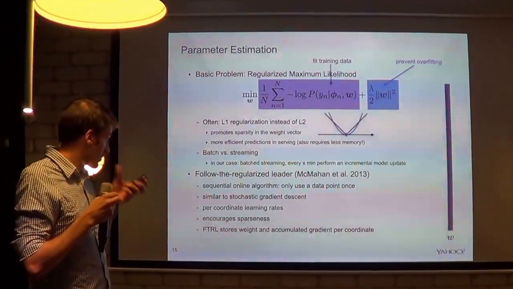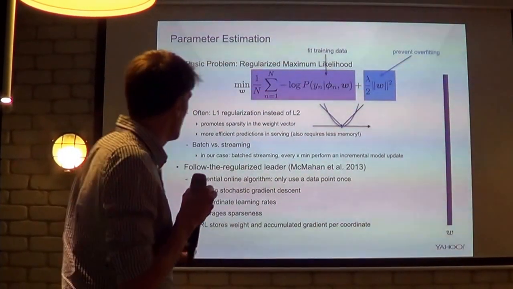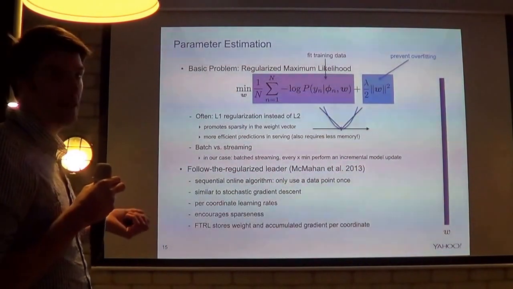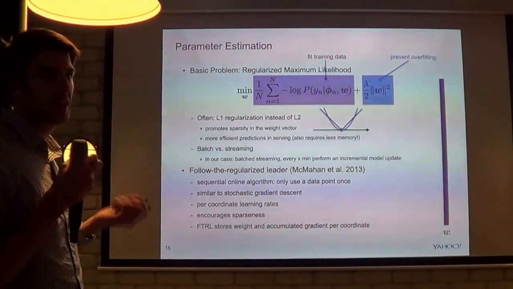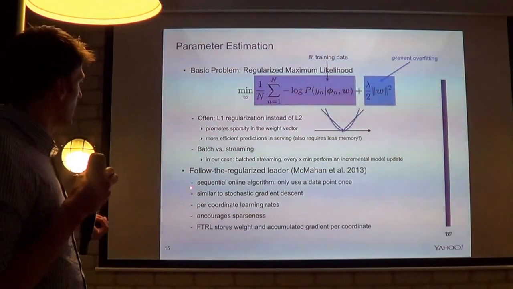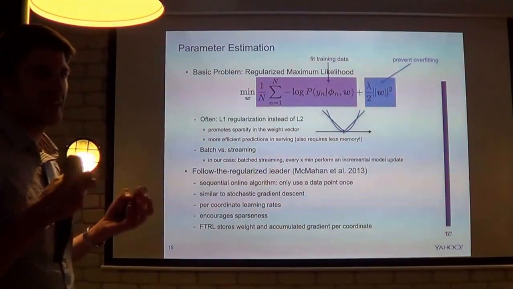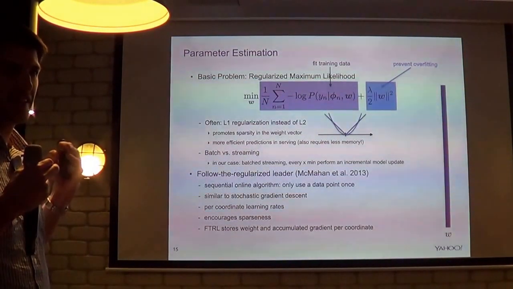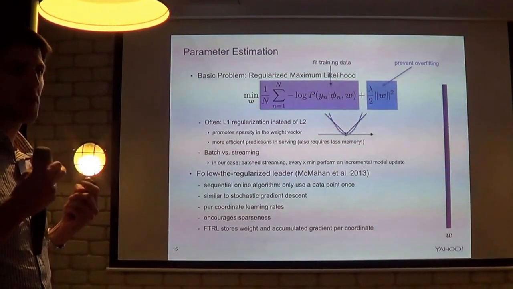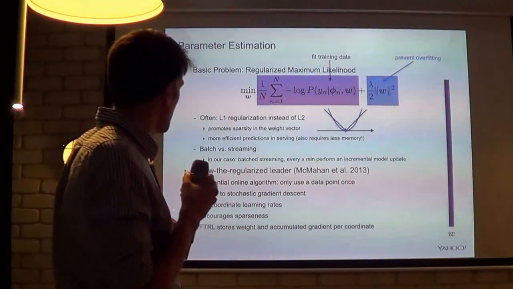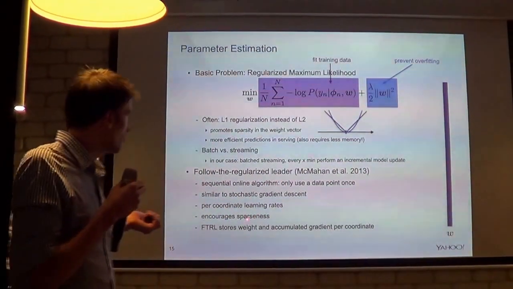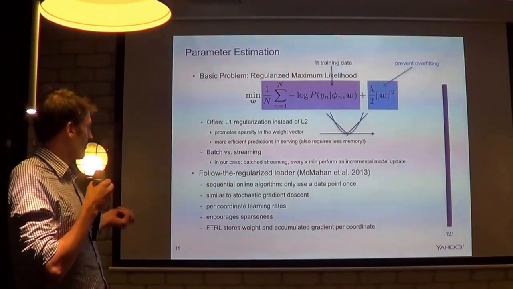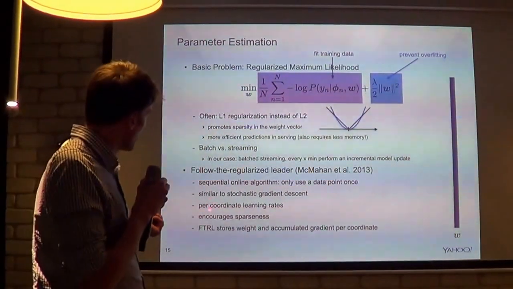What this Google paper, for example, proposes is follow the regularized leader. It's a sequential online learning algorithm. We had one question about parallelizing these algorithms. Essentially, most of these stochastic gradient variants are inherently sequential. It's not so easy to parallelize them. I'll briefly talk about how one could actually parallelize follow the regularized leader, but not too much detail.